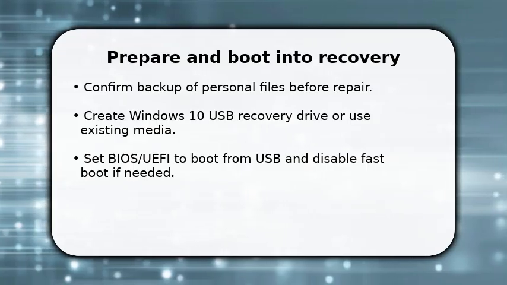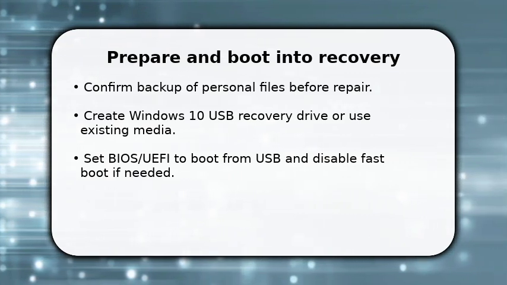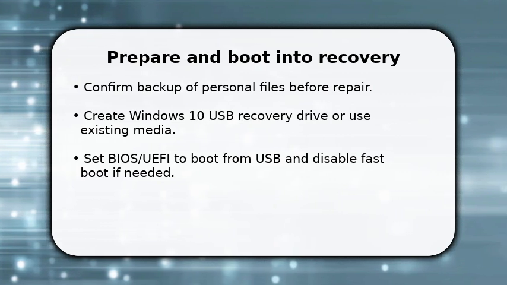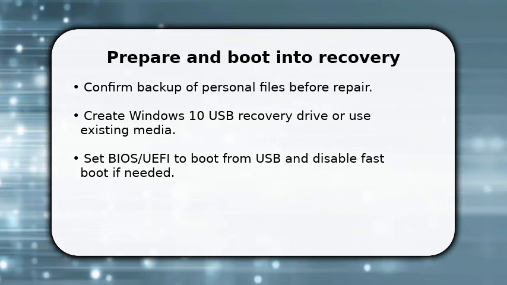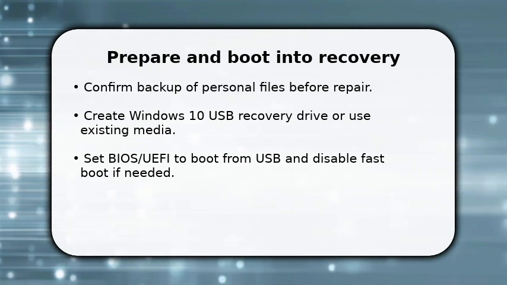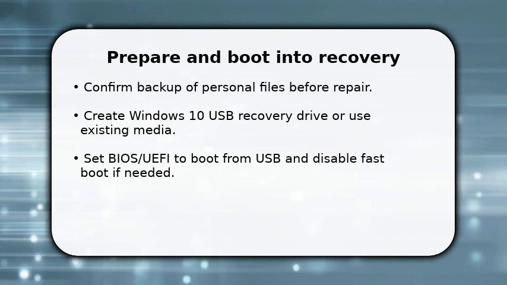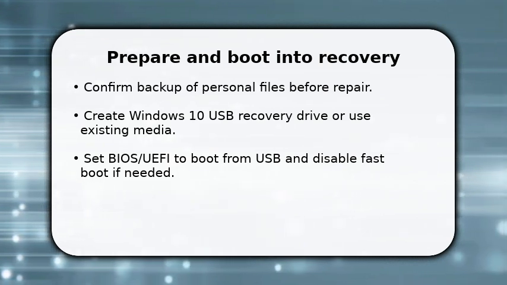You start by preparing a recovery environment and making sure critical files are backed up. Insert the Windows 10 USB recovery drive, then reboot and press the BIOS key to select USB boot. Once booted to the recovery menu, choose Troubleshoot then Advanced Options. This is where you begin targeted repair instead of guessing.